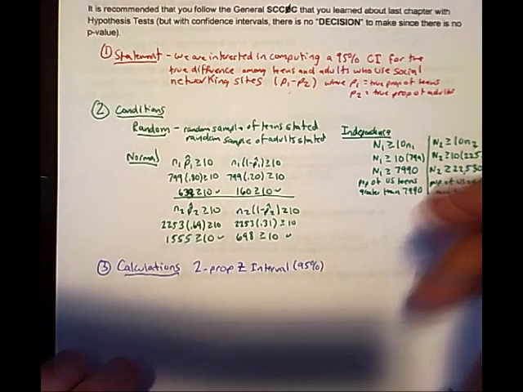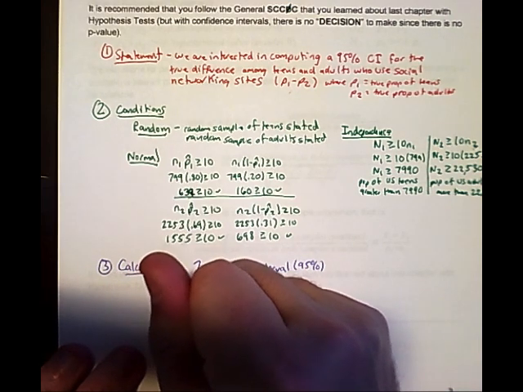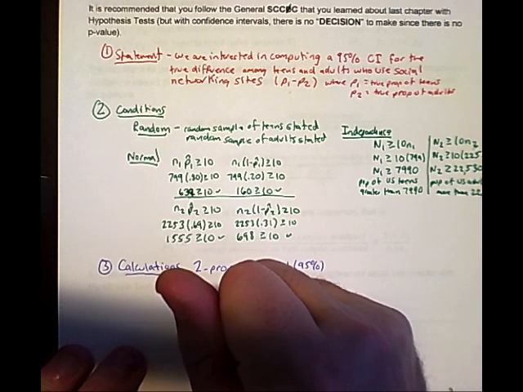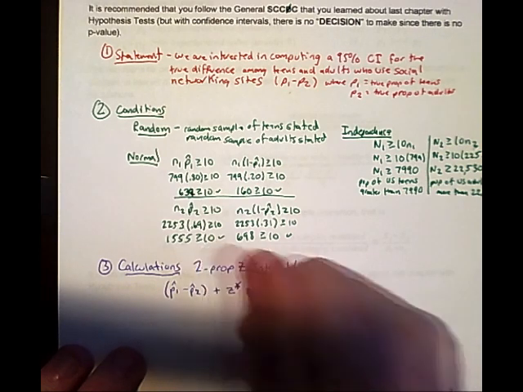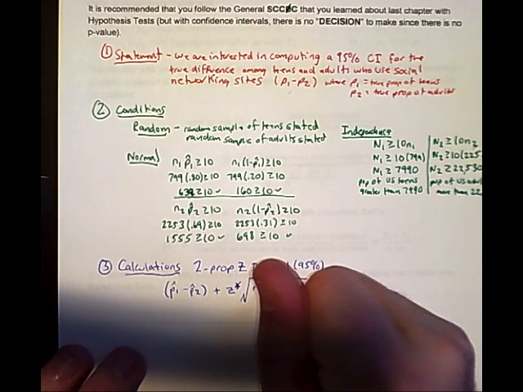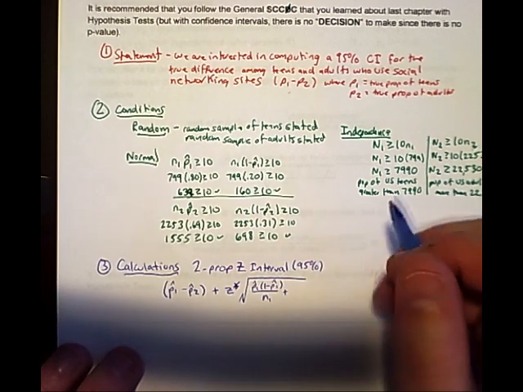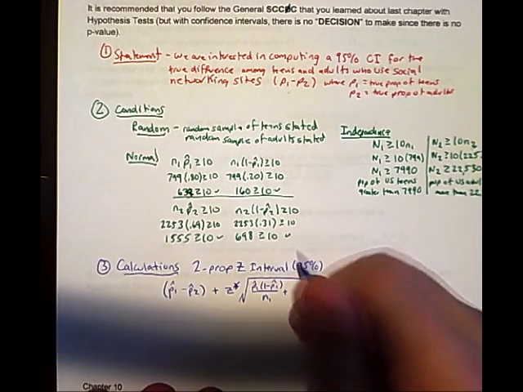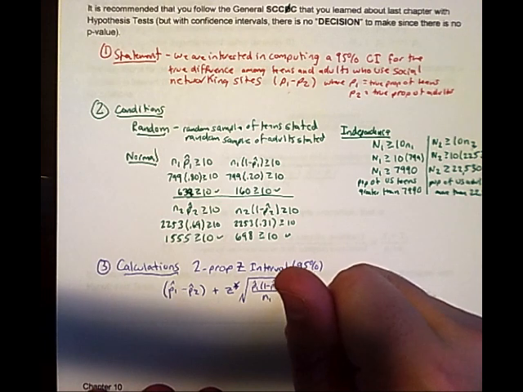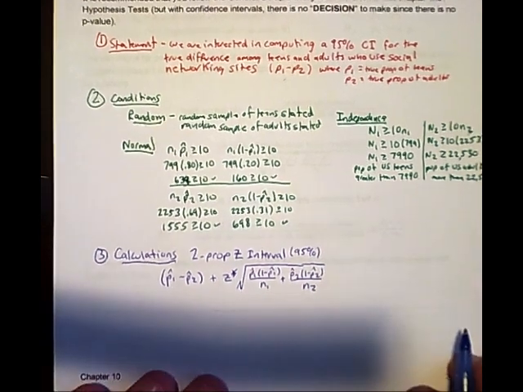So my formula for that's going to be p hat 1 minus p hat 2 plus or minus z star times that really big square root: p hat 1, 1 minus p hat 1 over n1, plus p hat 2, 1 minus p hat 2 over n2.